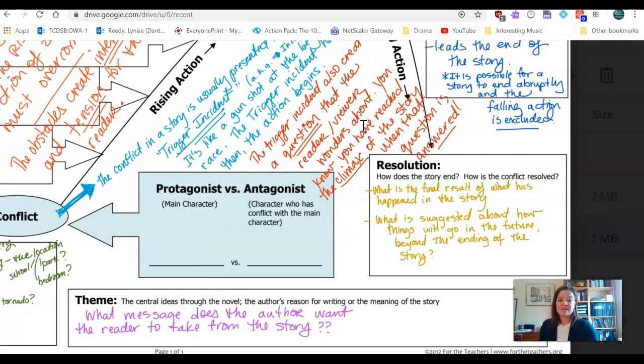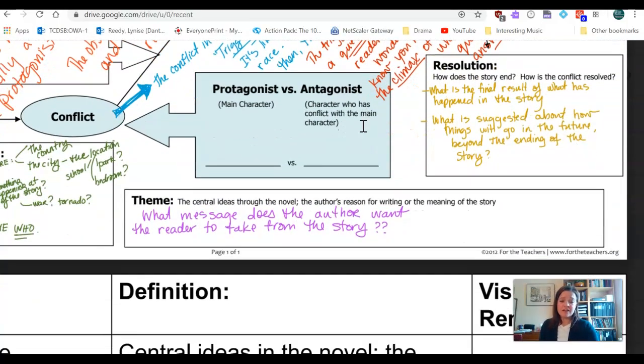So that is the overview that I'm giving you for that. And the theme, right? We've talked lots about this. I'm going to make another video about theme, but what message does that author or the playwright or the movie director, what message does that person want to leave with you? What do they want you to take away as the reader? And sometimes we need to pick away at the different messages to come up with that really big overall thematic statement.